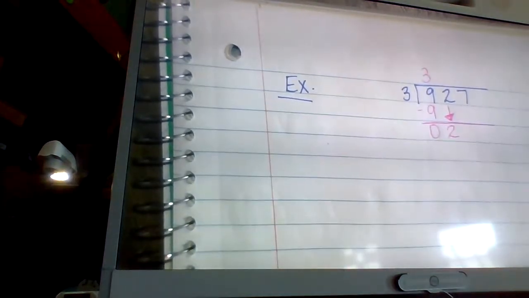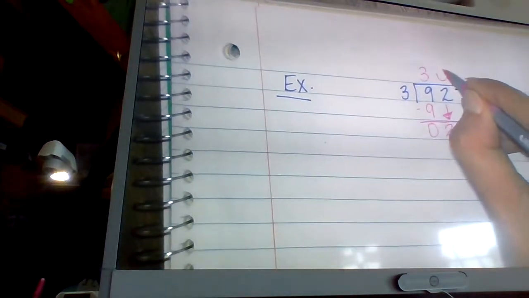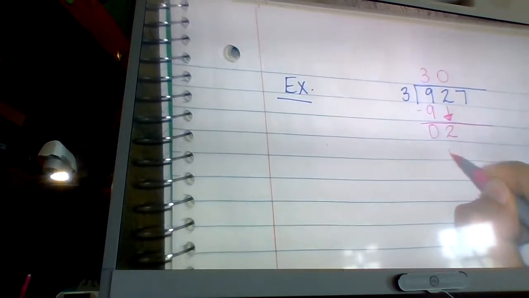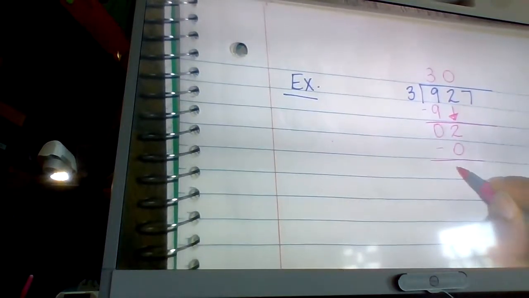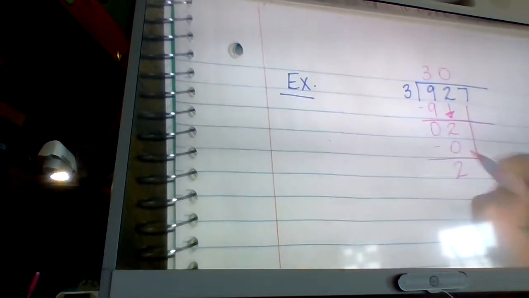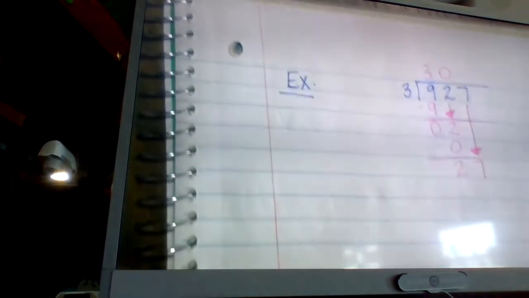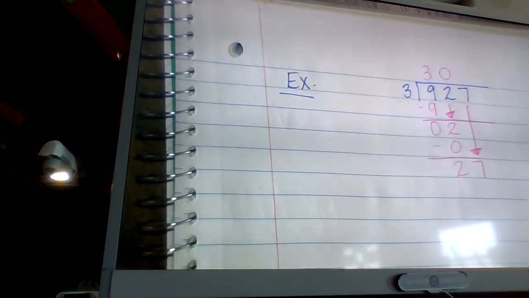My next step, I'm going to ask myself, okay, how many groups of 3 can I make with 2? Well, I know I can't make any groups of 3 with only 2. So that'll be a 0. 0 times 3 is 0. When I subtract, I still have that 2, but now I have my ones place to join me. Now I'm going to ask myself, how many groups of 3 can I make with 27? Well, I can skip count with 3s until I get to 27, or I can just use mental math to know that 3 times 9 is 27.